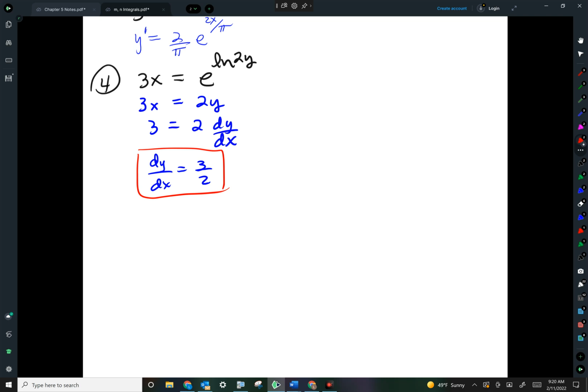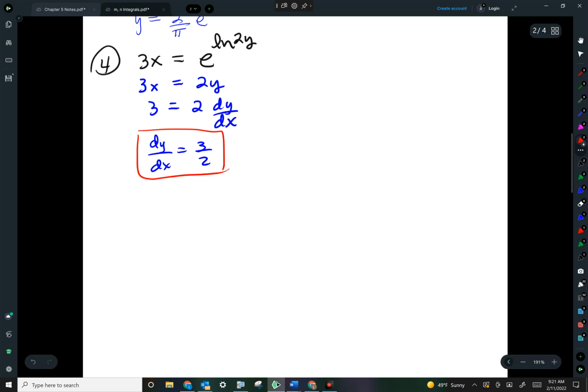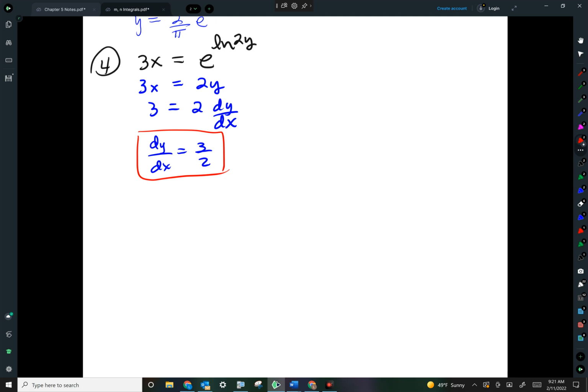All right. Isla, what do you say? 3/2. I'm sorry, what did you say? dy dx is 3/2. That's what I got, I think. Yeah, that's what I got. Is that what you guys got? Did you think smarter, not harder on that one? Because e to the natural log of 2y is just 2y, right? Did y'all notice that? I got to slip that in somewhere, you guys.